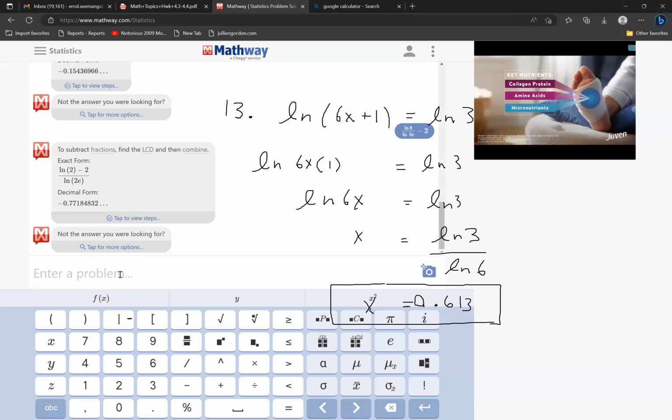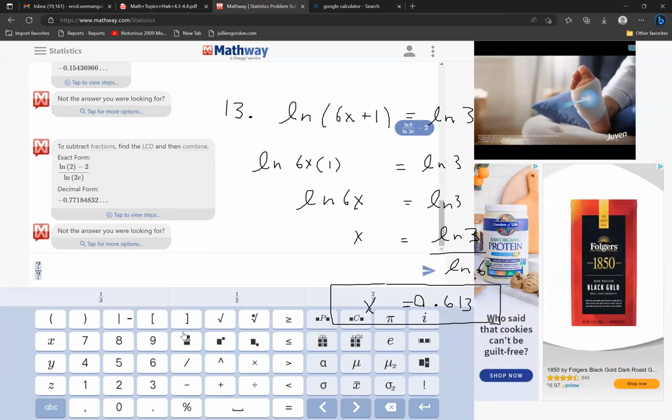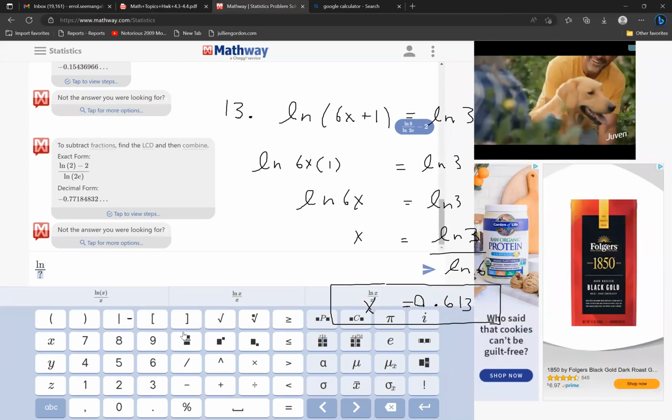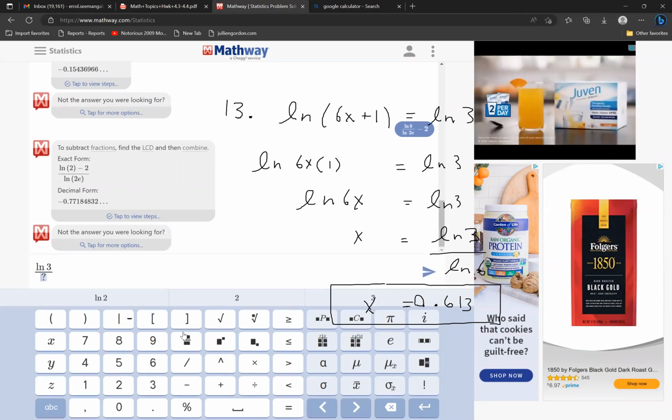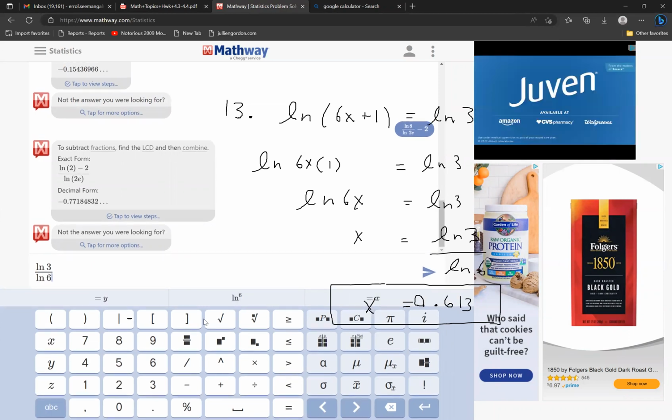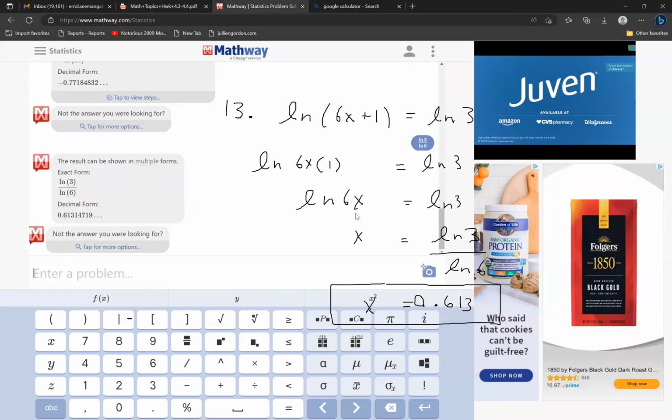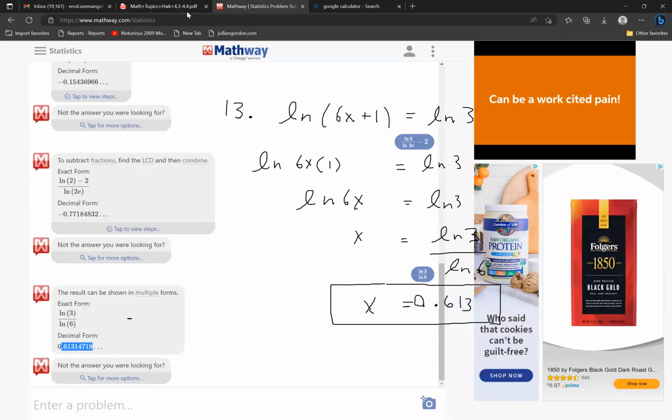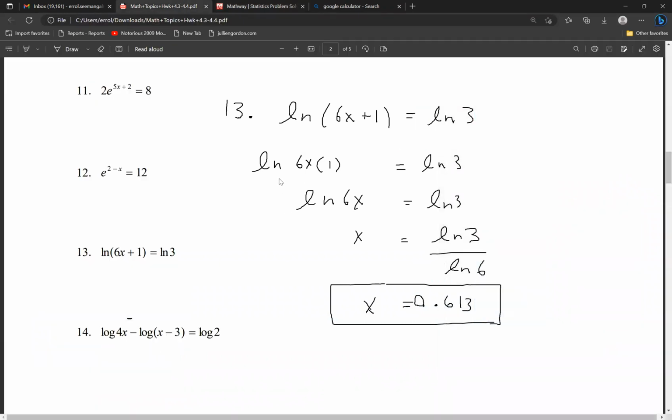Let's go to Mathway. Ln 3 on top, ln 6 on the bottom, equals. Oh no, you're right. So that means I messed up one of the steps. I think this step right here is wrong. I don't think we can divide both sides by ln 6 like that.